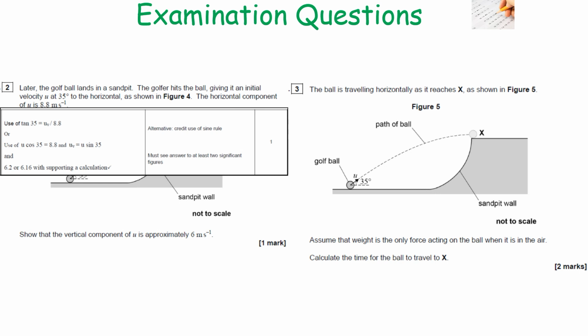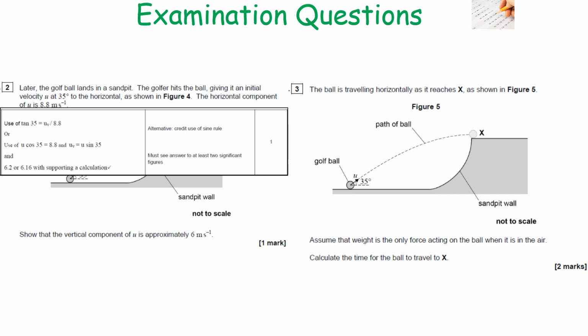That gives me the value of u, and then I would say the vertical component of u, uv, is equal to u sin 35. Now remember, if you're given the angle to the horizontal, in most cases the horizontal component is going to be the cos of the angle, and the vertical component is the sine of the angle. So you get your answer to be 6.2 meters per second.